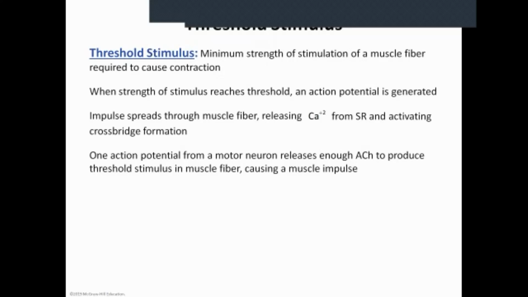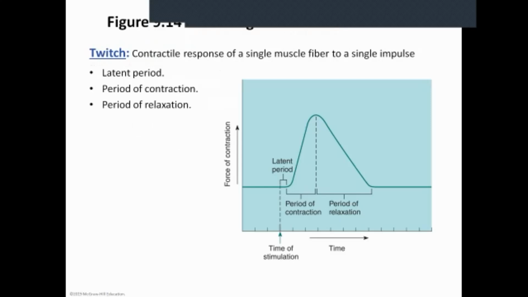If you do hit it, you will get that action potential, you'll get that calcium release, you'll form that cross bridge. And when that action potential goes from the motor neuron to the muscle fiber, it stimulates a muscle impulse. So that's something to keep in mind. It's kind of like an all or nothing. It's got to hit this threshold. If it doesn't hit threshold, you're not going to have that muscle fiber contract.